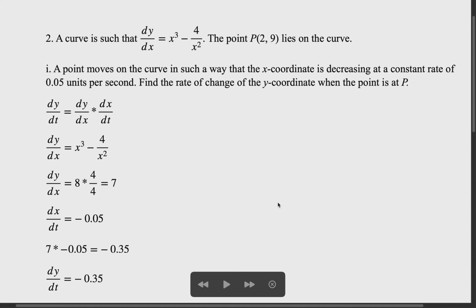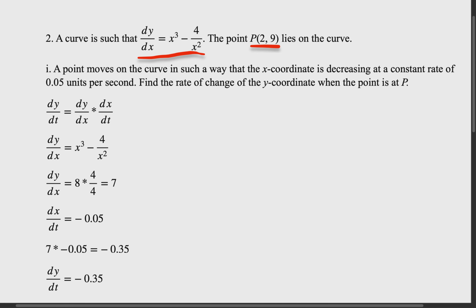Let us move on to our second question. It is given that the curve is such that dy/dx is equal to x to the power of 3 minus 4 by x to the power 2, with the point P, which has the coordinates (2, 9), lying on the curve. First, we are asked to find the rate of change of the y coordinate when the point is at P, given that a point moves on the curve in such a way that the x coordinate is decreasing at a constant rate of 0.05 units per second.